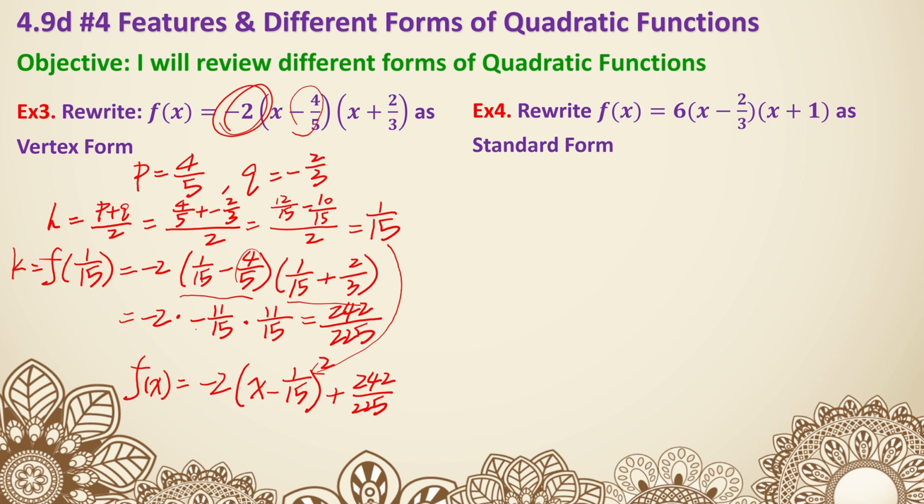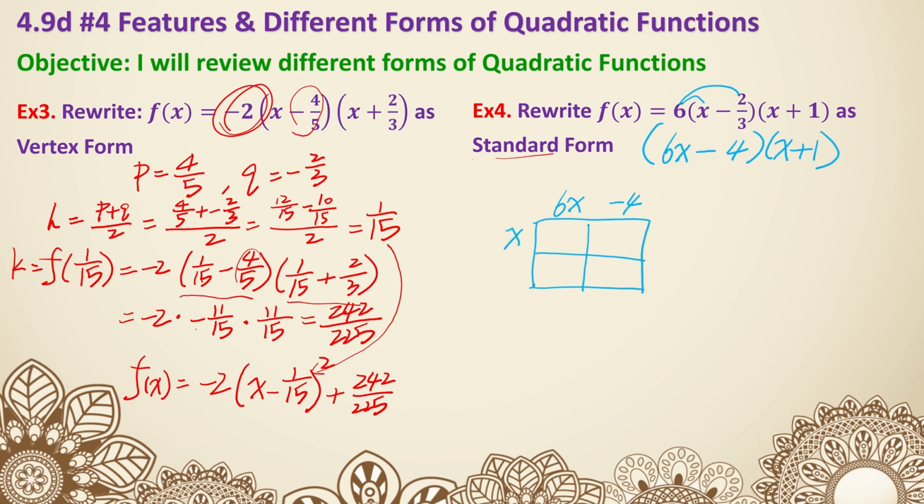Okay, example 4. You have intercept form, and we want to go into standard form. Standard form, again, is when you have no parentheses. So we are going to multiply. That part gives us 6x minus 6 times 2, negative 2/3 is going to be 4. Then times x plus 1. You can either do the string or you can draw your box. 6x, negative 4, and we have x and a 1.